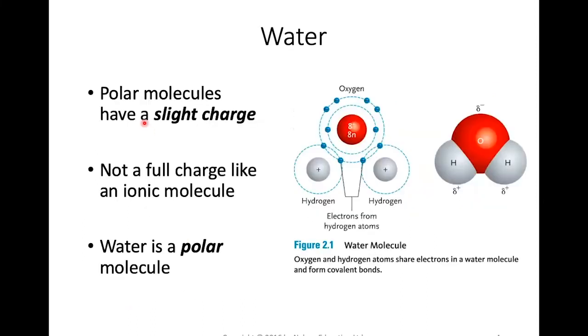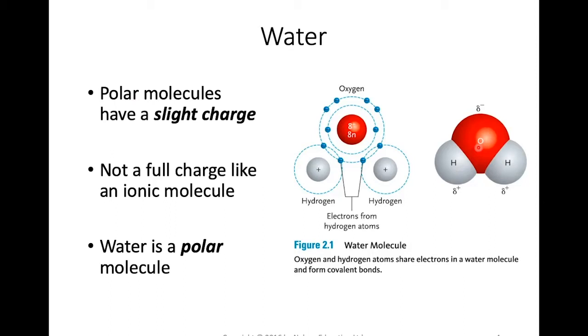Now, water is known as a polar molecule. Water is slightly charged, and there are two different charges here. You have slightly positive charges with the hydrogens, and then slightly negative charges on the oxygen. All right, remember, water is made up of two hydrogens and one oxygen, H2O. So you have slightly positive hydrogens and slightly negative oxygens.